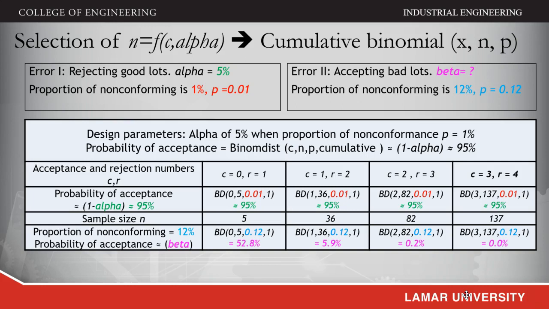We are going to make some sensitivity analysis now, so we have a better understanding. In this table, the parameters are color coded. What is in green is related to the alpha error, although in some of the tables it is presented as 1 minus alpha, the 95% probability of acceptance. Beta is in purple. The proportion of non-conforming at 12% is shown in blue, and the proportion of non-conforming at 1% is shown in red, and these parameters go into the formulas. So let's go see the computations.